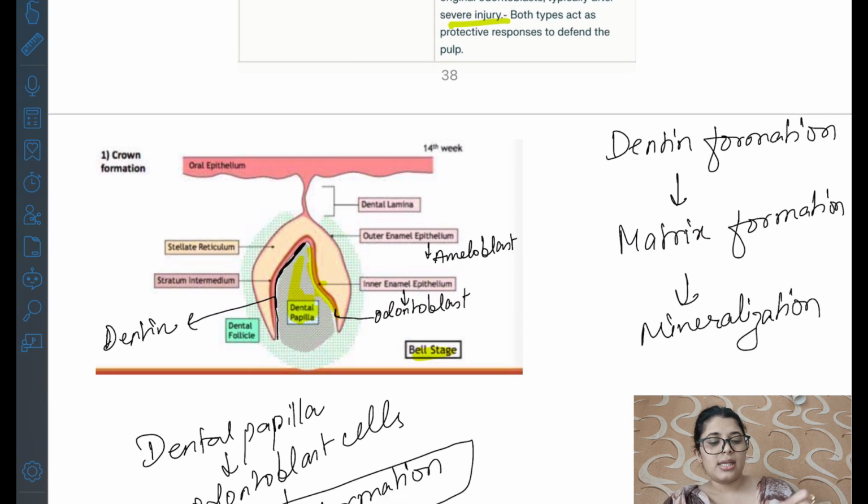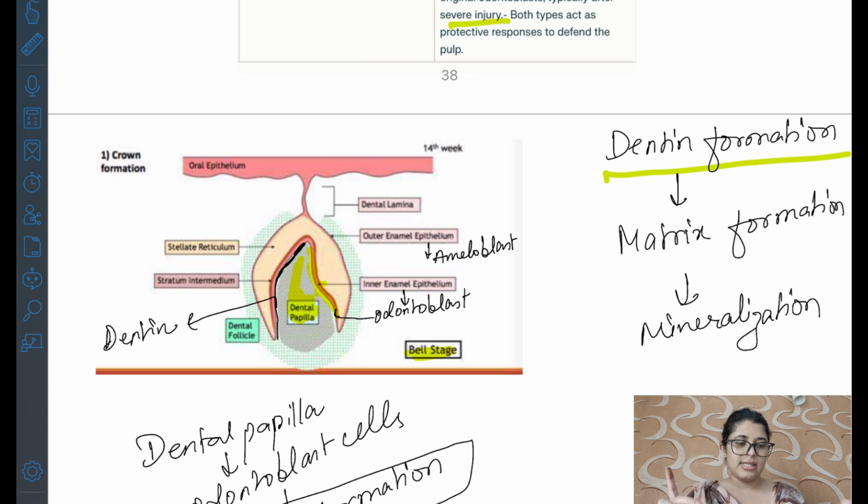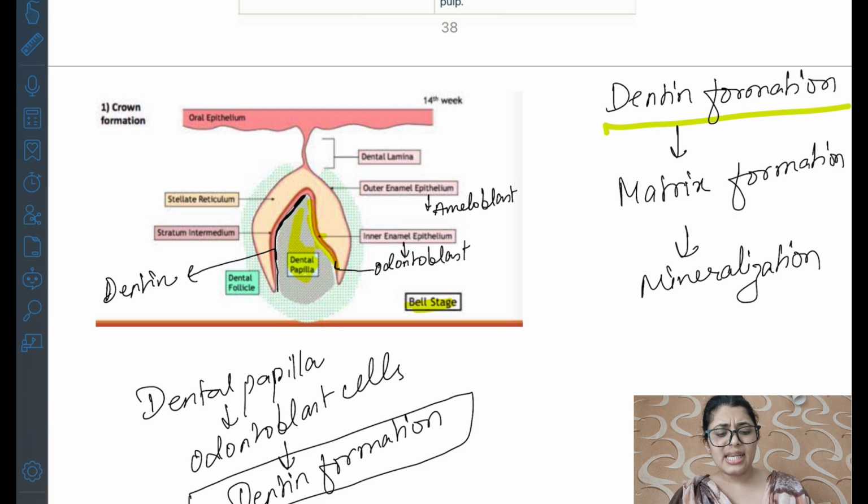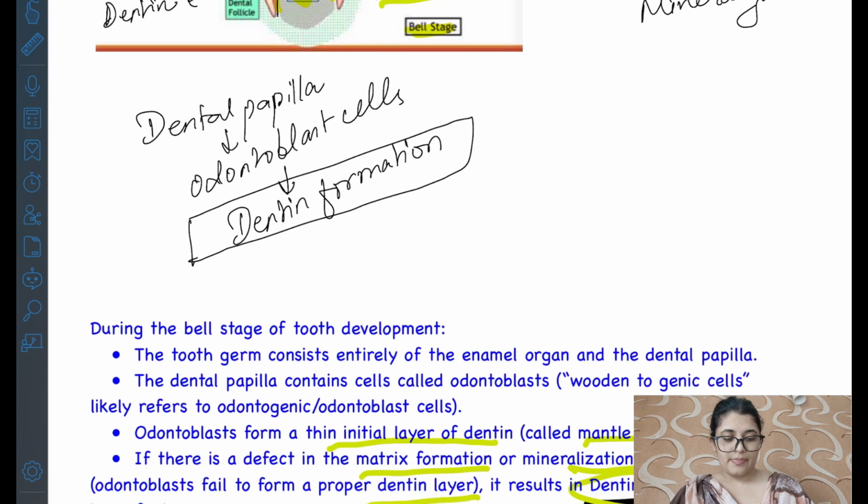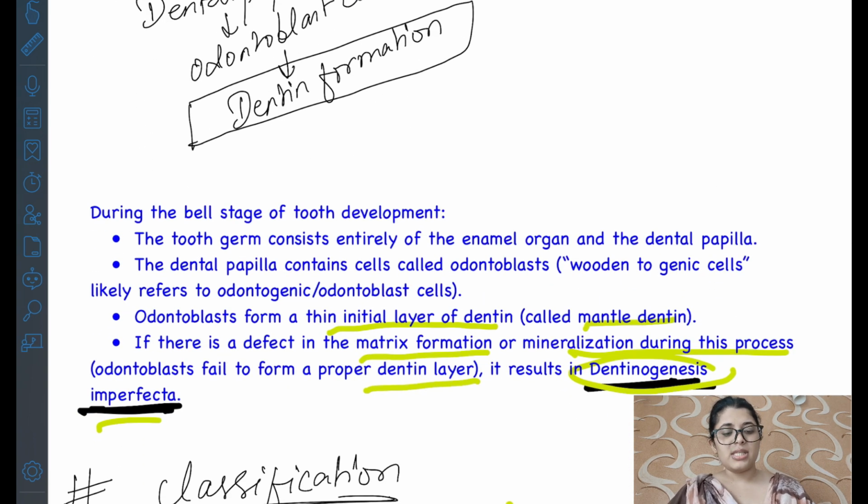Okay, next we'll study the bell stage of tooth formation. So how does this dentine form? Two processes: matrix formation and mineralization. What happens in this bell stage is that the dental papilla lays down the odontoblast cells, which later form a thin layer of dentine. As you can see, the odontoblasts form the thin layer of dentine called the mantle dentine. If there is any defect in the matrix formation or mineralization during this process, odontoblasts fail to form a proper dentine layer, which later results in dentinogenesis imperfecta.